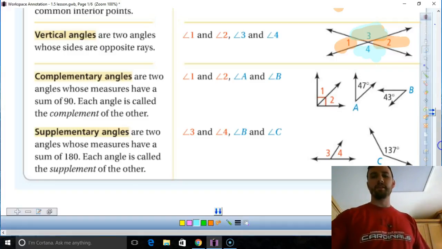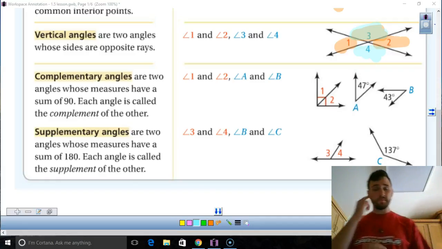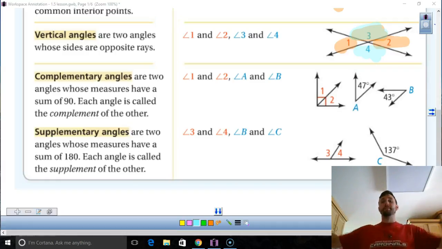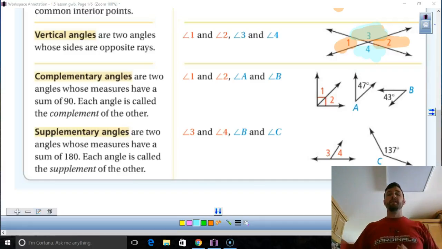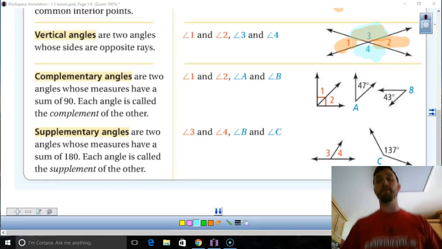And supplementary. Supplementary angles make a straight line, 180 degrees. Supplementary angles are angles that add up to 180 degrees. So 3 and 4 make a straight line. A straight line is 180 degrees, so 3 and 4 are supplementary angles. They're also called a linear pair because they make a line.